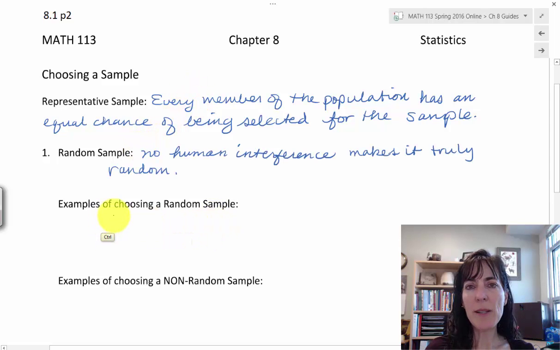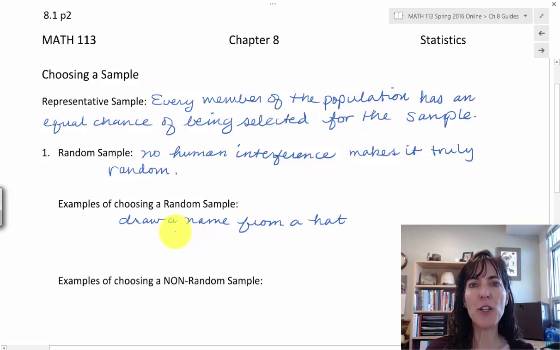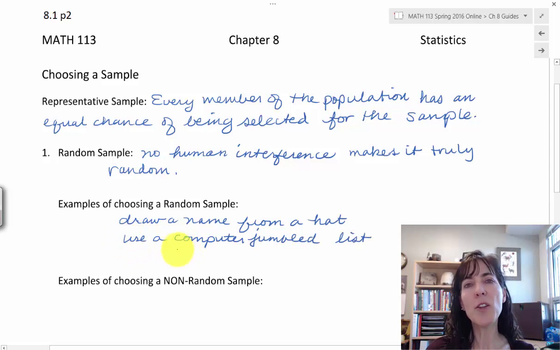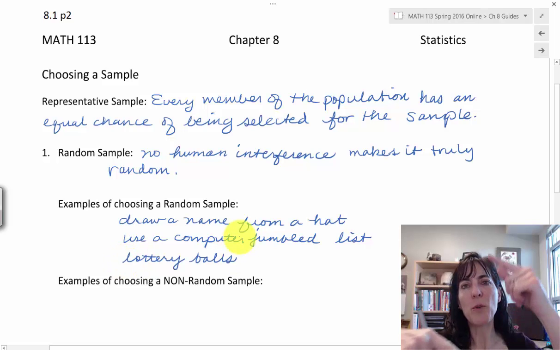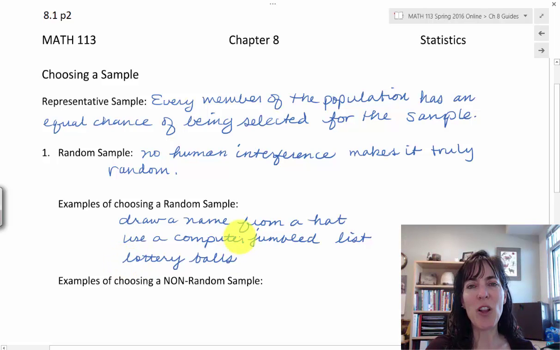Some ways that you can choose a random sample are drawing a name from a hat. You can use a computer to jumble up the numbers of how many people you have in your population and then take the first 10 people or 20 or 30 for your sample. And you can use lotto balls. We've probably all seen that on TV when they draw the lotto balls. They have the big tumbler that spins around and then pops a ball out. There's no human deciding which ball gets pulled out. That makes it completely random.